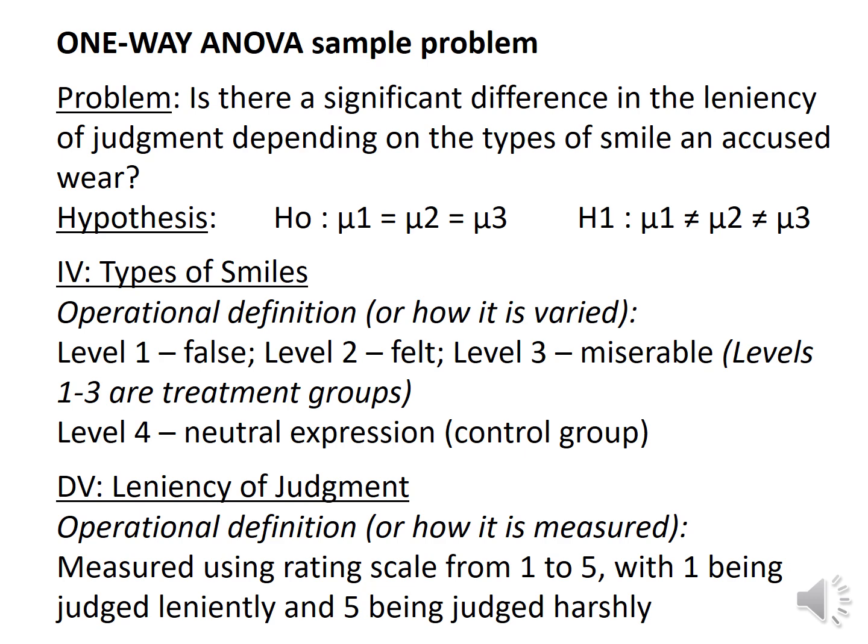And then, the dependent variable is leniency of judgment. The operational definition for the dependent variable should indicate how it is measured. For this research scenario, it is measured using a rating scale from 1 to 5, with 1 being judged leniently and 5 being judged harshly.